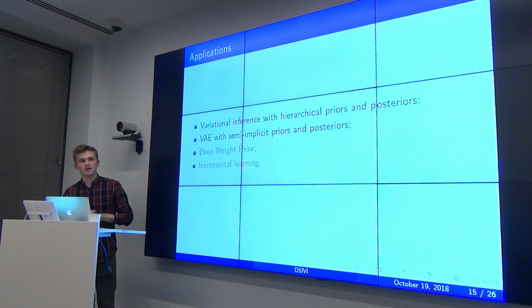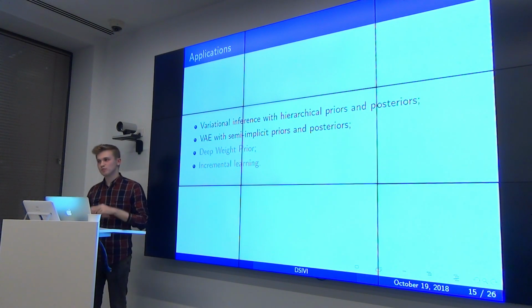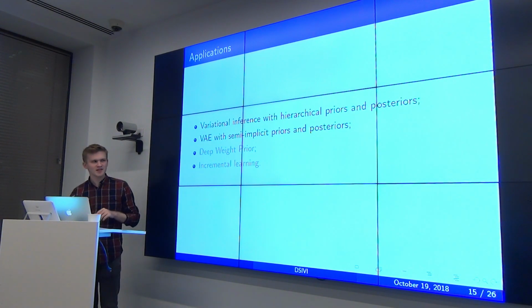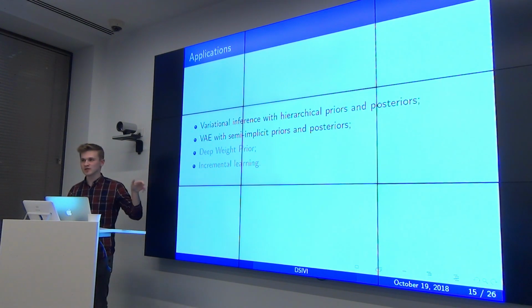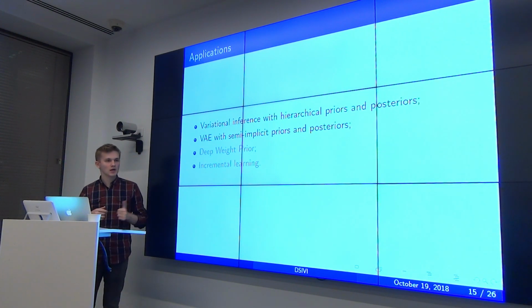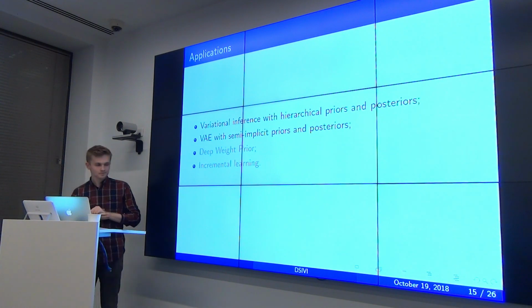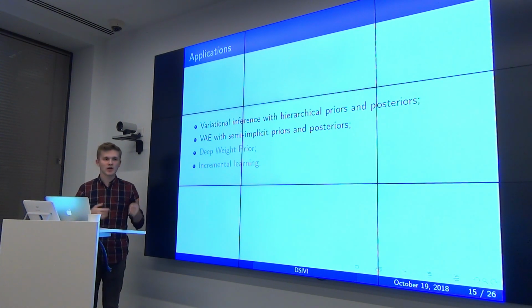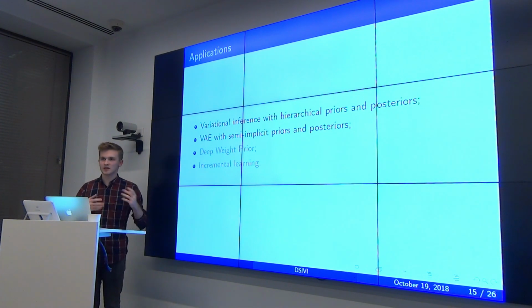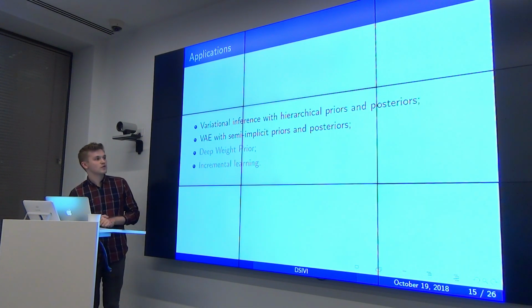And actually, using semi-implicit priors improves the current state of the art for fully connected variational autoencoders on MNIST. I will not tell you about the last two points, but I just want to mention them. During the previous talk, Andre told you about the deep weight prior. Actually, a deep weight prior is a semi-implicit distribution. So we can use semi-implicit variational inference to perform inference in that model instead of hierarchical variational inference.